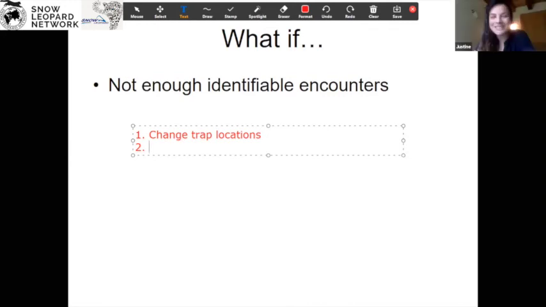Come back to the camera trap training to learn how to set up camera traps.